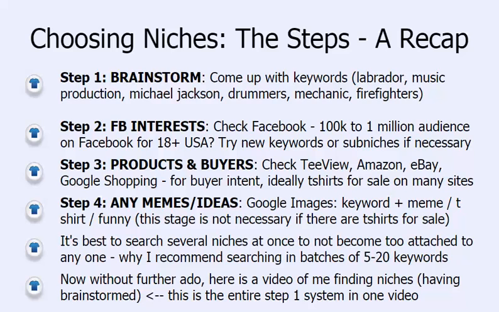It's best to search several niches at once to not become too attached to any one niche, and that's why I recommend searching in batches of between 5 and 20 keywords. Like I said before, this should be a quick process, and it should really be a process of elimination. It's not so much to find the really good niches, because you will not know what the good niches are.